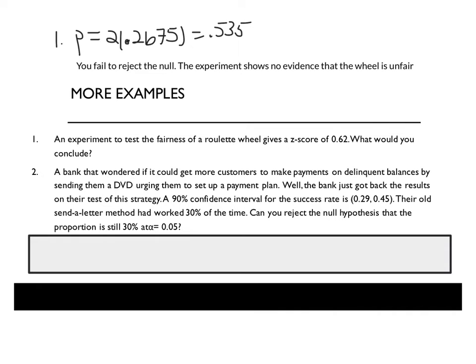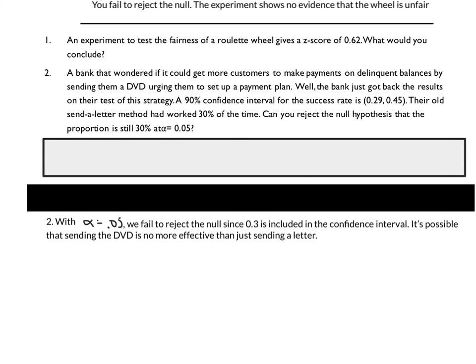The old send a letter method had worked 30% of the time. Can you reject the null hypothesis that the proportion is still 30% with an alpha of 5%? So with an alpha of 5%, we fail to reject the null because 0.3 is included in our confidence interval. It is possible that sending the DVD is no more effective than just sending a letter.